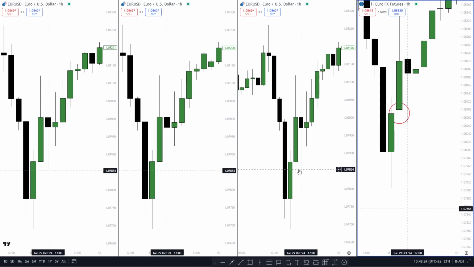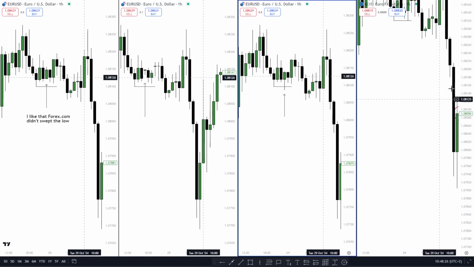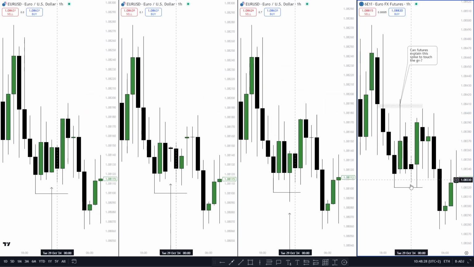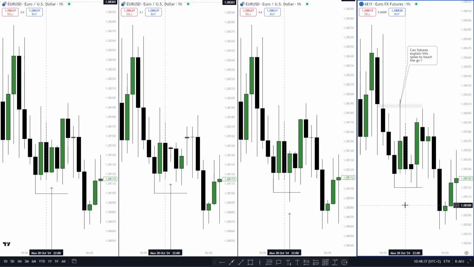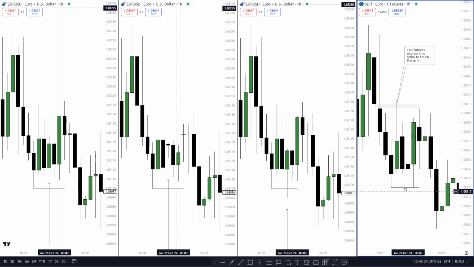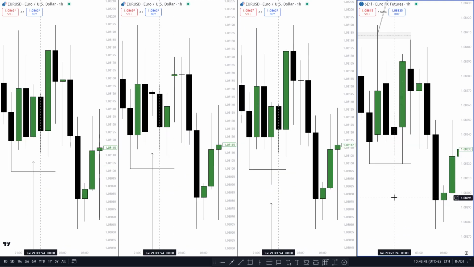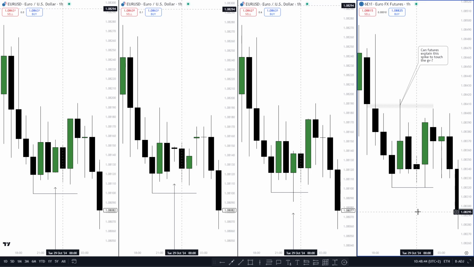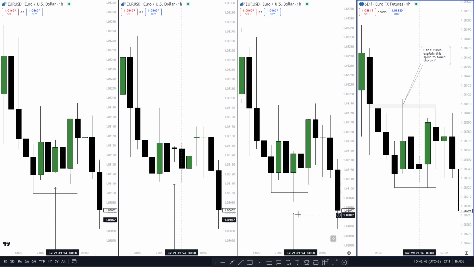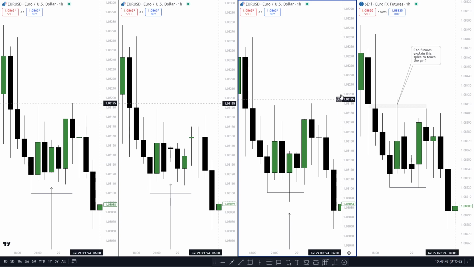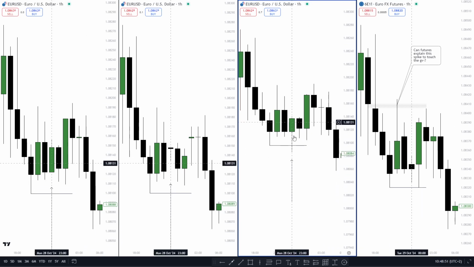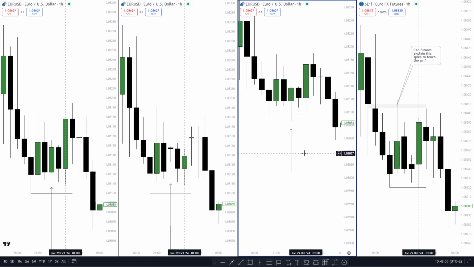Now, let's see another phenomenon that is happening at exactly 23:00. It's 11 p.m. UTC plus 2. So 11 p.m. does not exist on the futures market. And the Forex brokers, they can do whatever they want on that hour. Okay, so that's something very, very interesting.